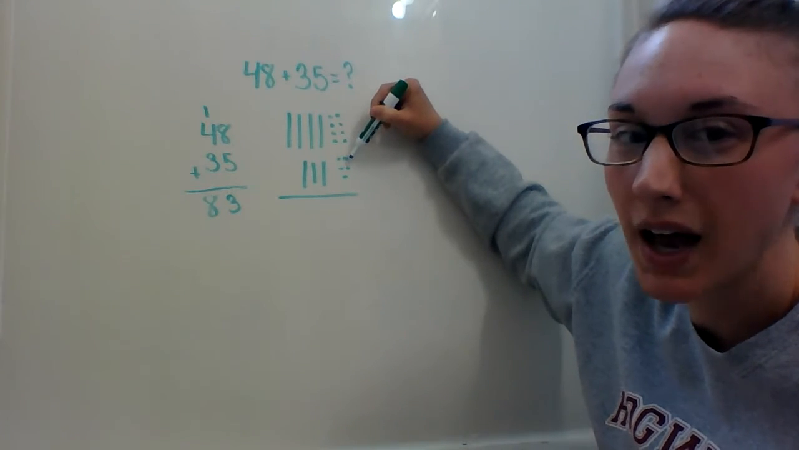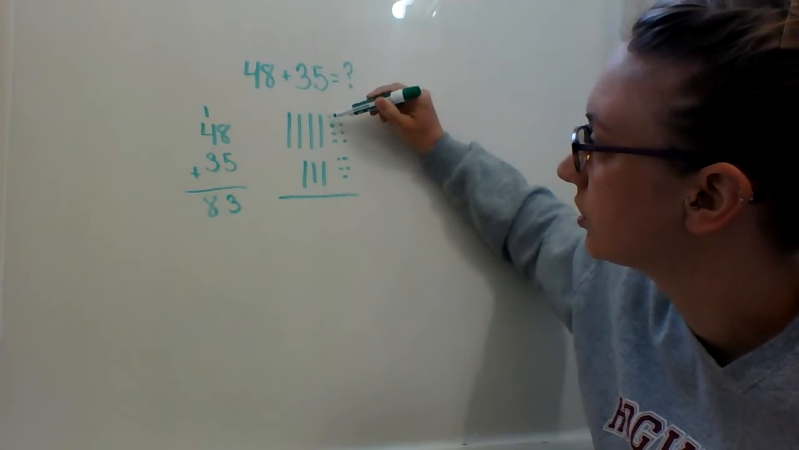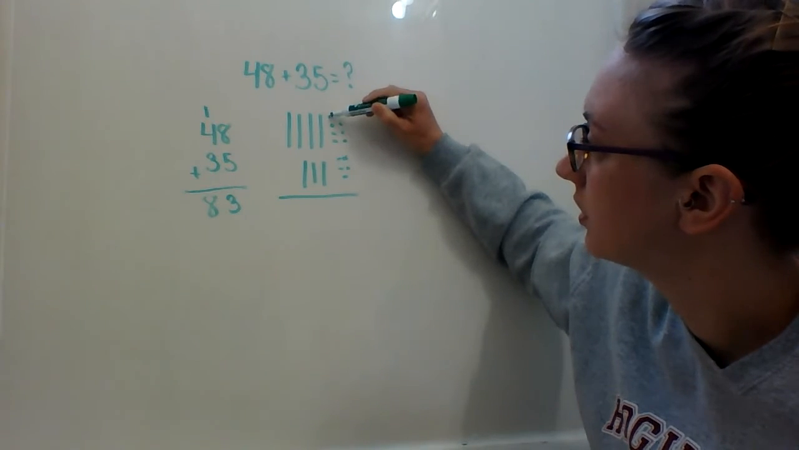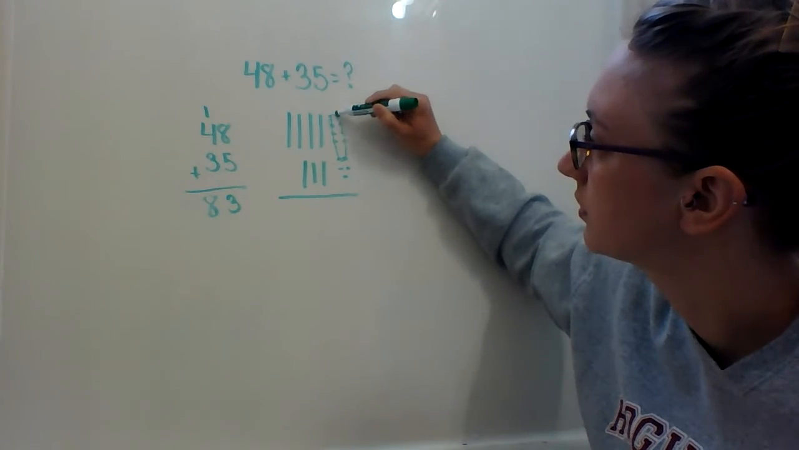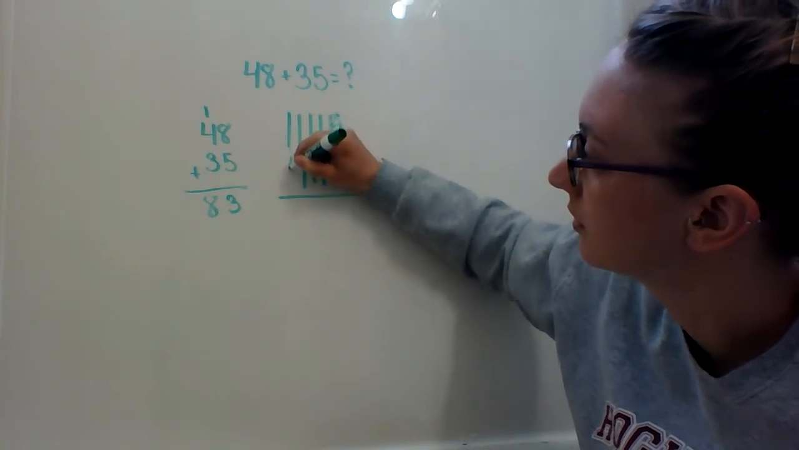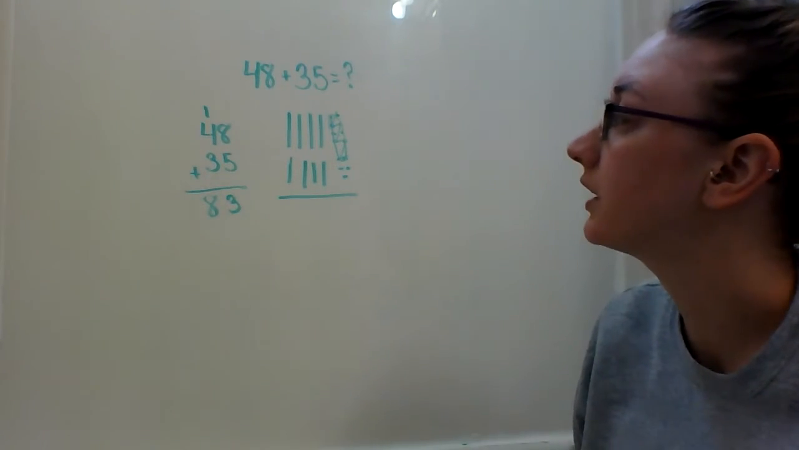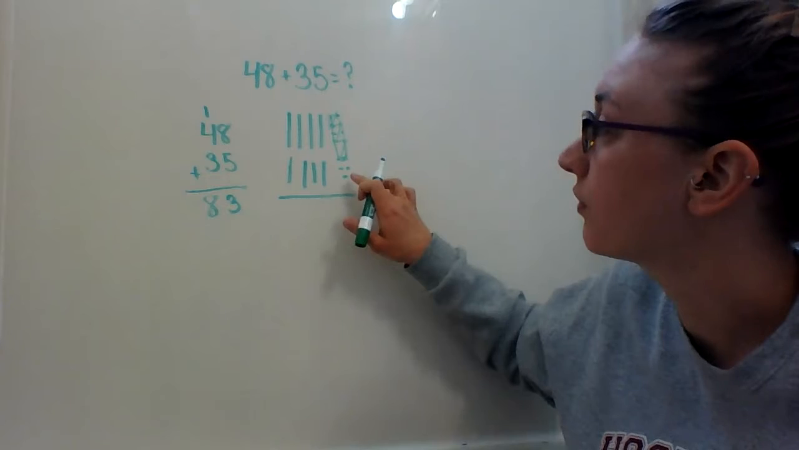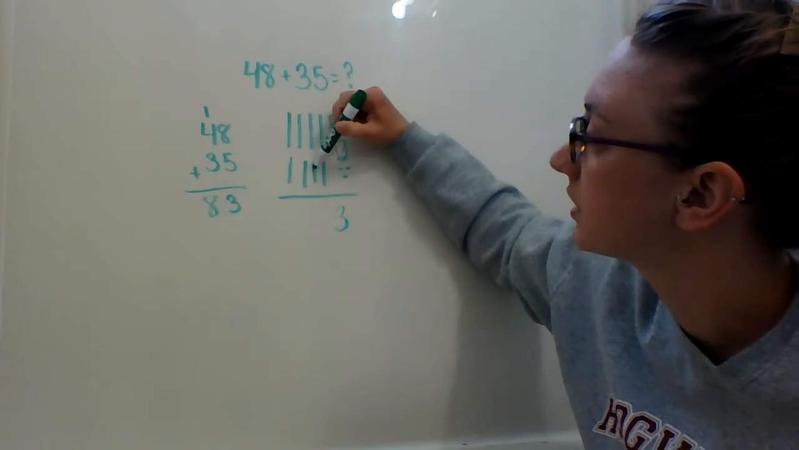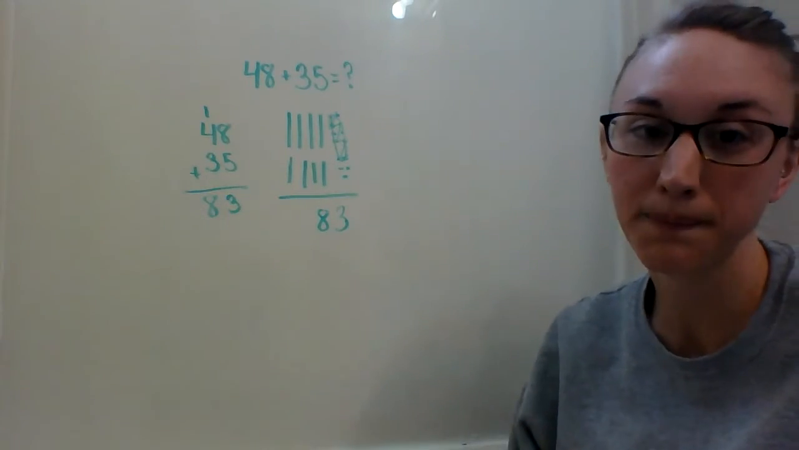If I have 10 ones, I can bundle those up and make a 10. So what I'm going to do is cross all these guys off and then make a 10 over here. Just adding a 10 over there, okay? Now I can just count my 10s and my 1s. I have 3 1s and how many 10s? 1, 2, 3, 4, 5, 6, 7, 8. Those match up, okay?